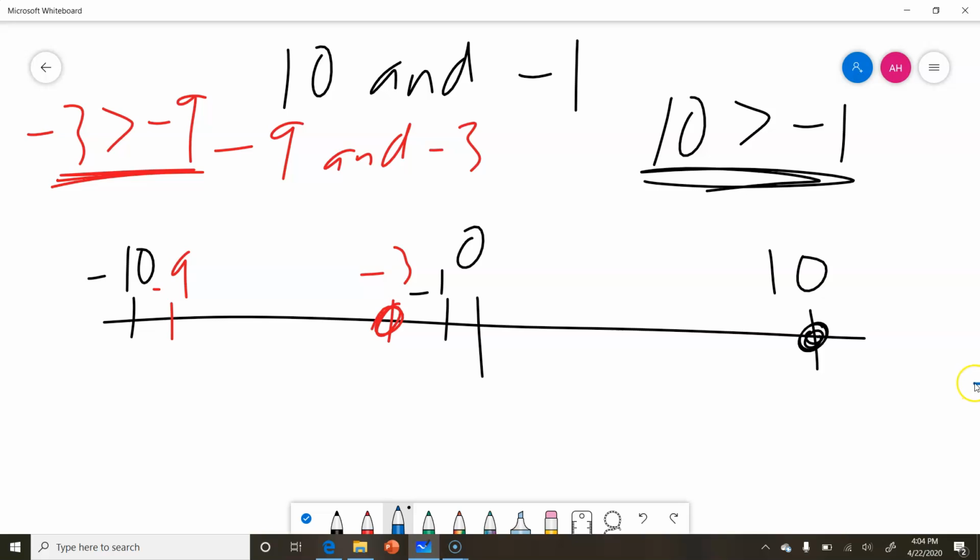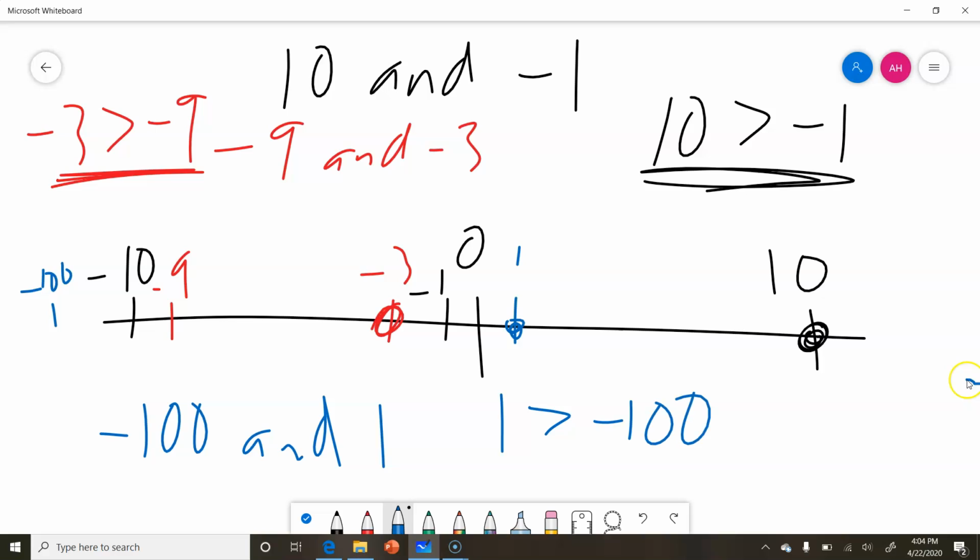Now let's do another one. Let's do negative 100 and 1. Negative 100 is way over here, and 1 is right here. Which is bigger? Well, the 1 is. So we have 1 is greater than negative 100. Isn't that weird? The negative sign changes everything. Okay, so I believe you guys can do that.